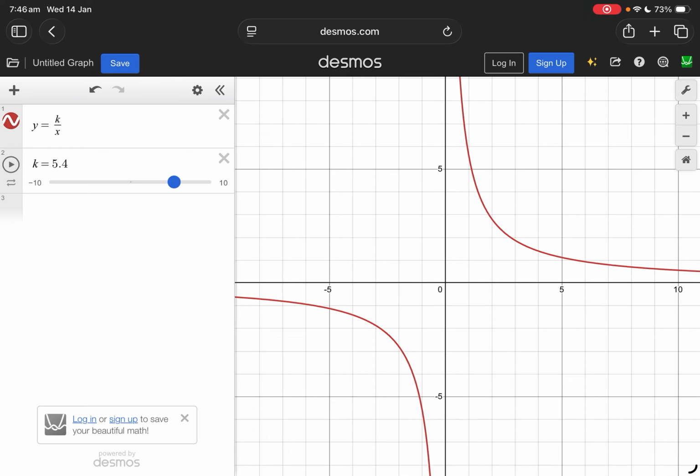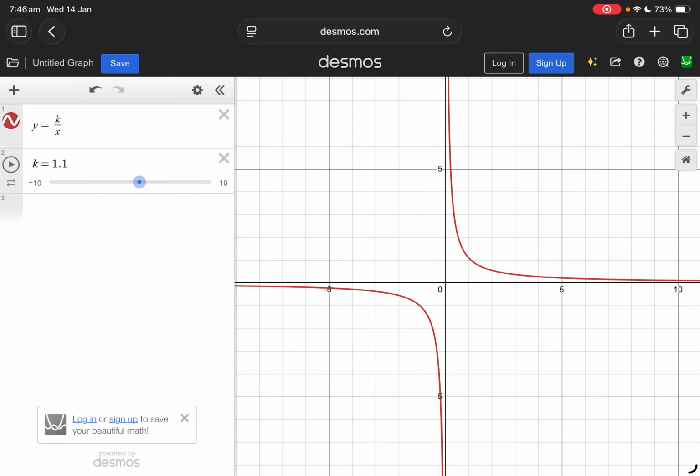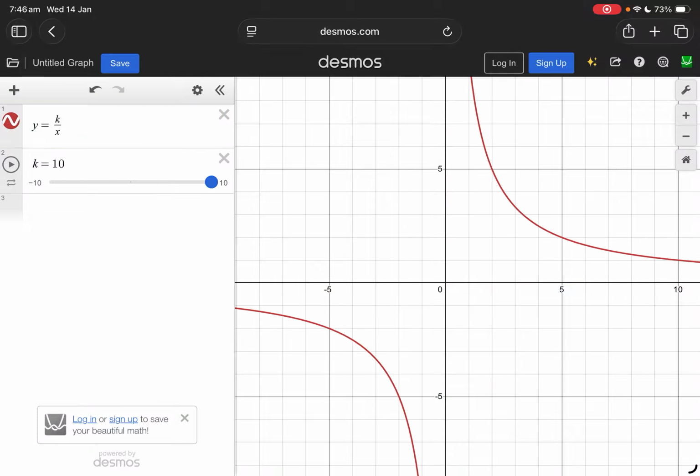Now, let's just think why that is. Let's just go back to k being 1. Let's take this point when x is 2, y is a half. Can't really get it on there fully, but you know what I mean. When x is 2, y is 1 over 2. Now, say we stretched out the k value to be 10.